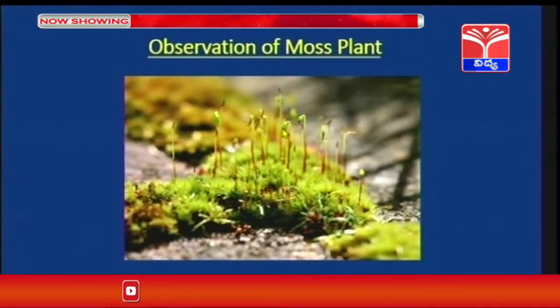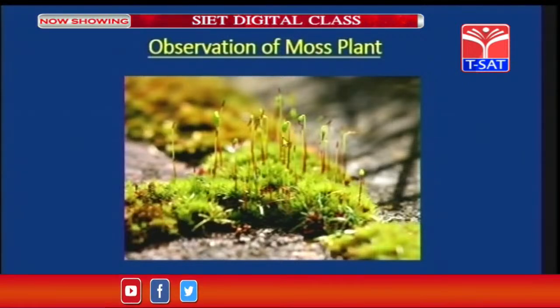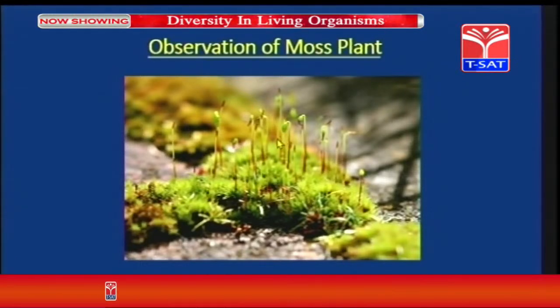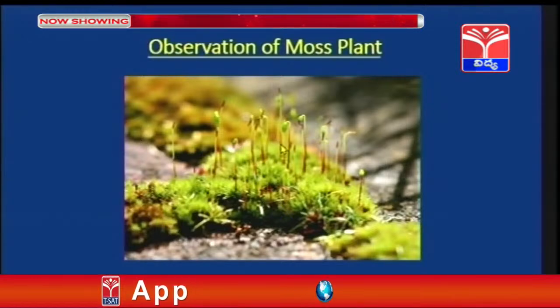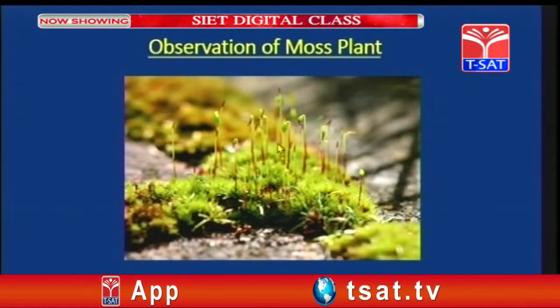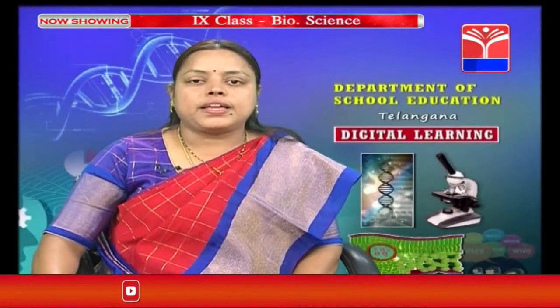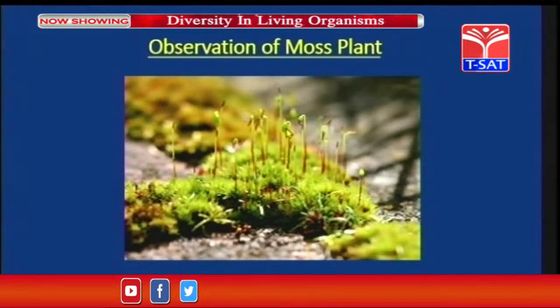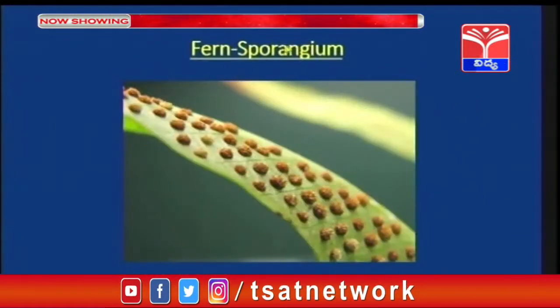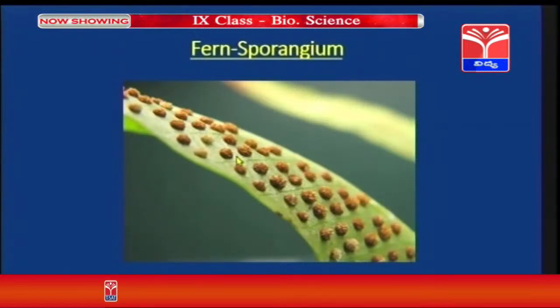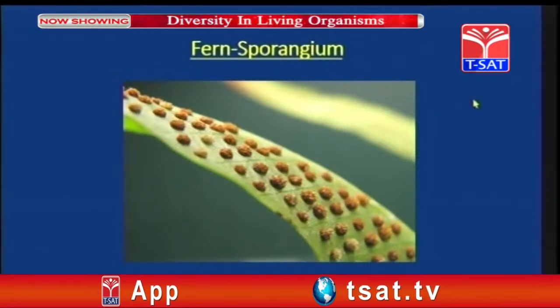You know, spores are similar to seeds, but the difference between spores and seeds is the food material. In spores, the food material is very little, whereas in seeds, there is a lot of food material. So the structure which you are seeing here is sporangium. Inside the sporangium, you have spores. This is the sporangium of fern. The brown color dots which you are able to see are the sporangiums in which we have spores.